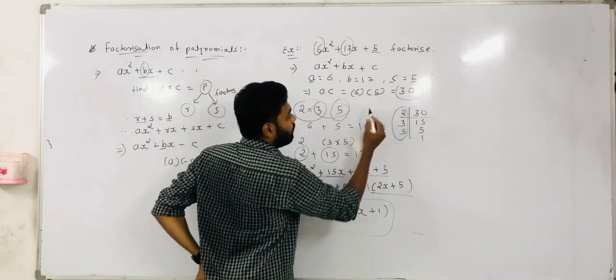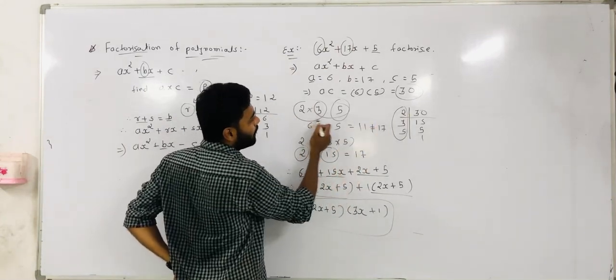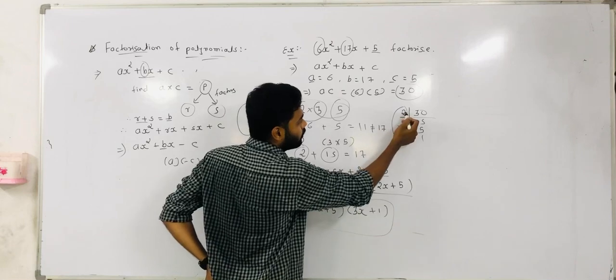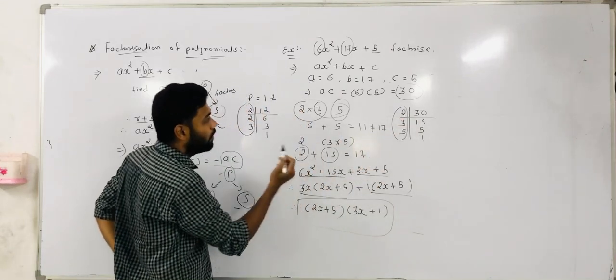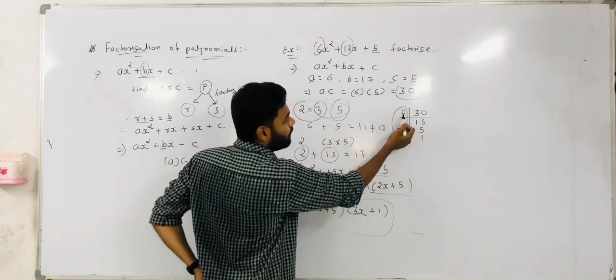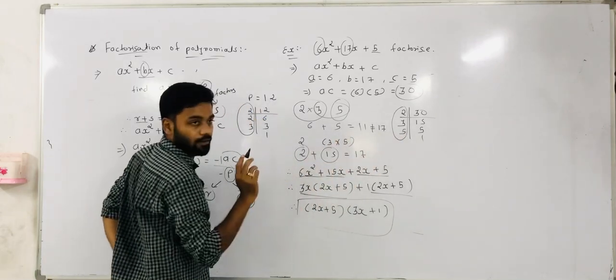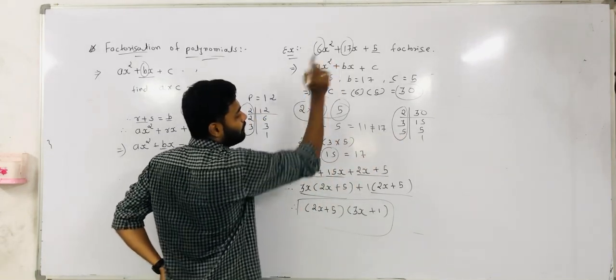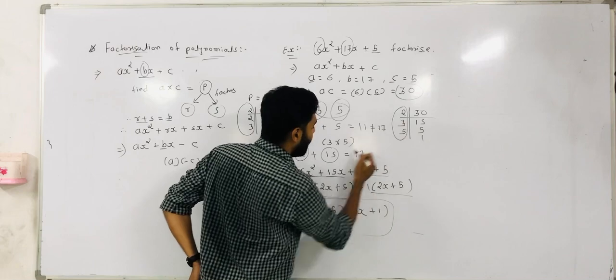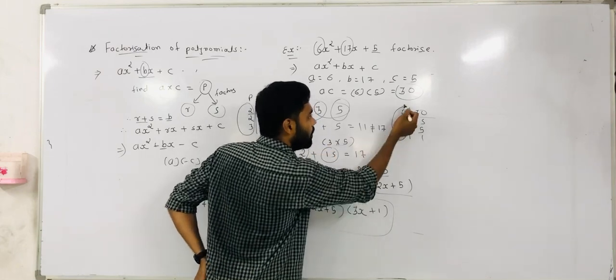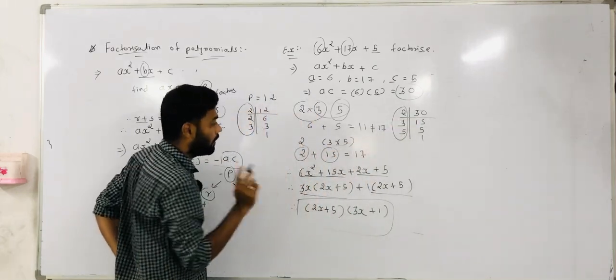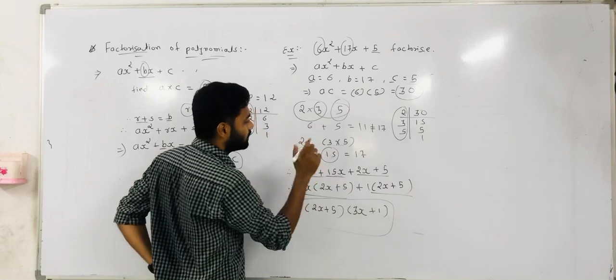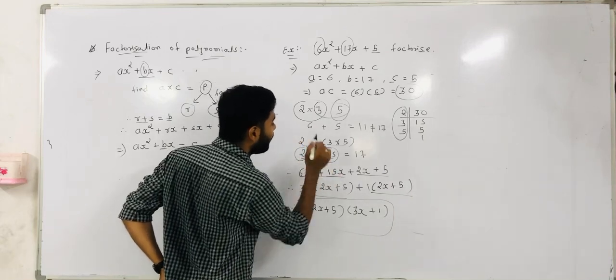By splitting, you will get three factors: 2, 3 and 5. If we take 2 into 3, 6 plus 5, 11. But we have to find 17. So again, 3 into 5 is 15, plus 2, 17. So the two factors are 15 and 2.